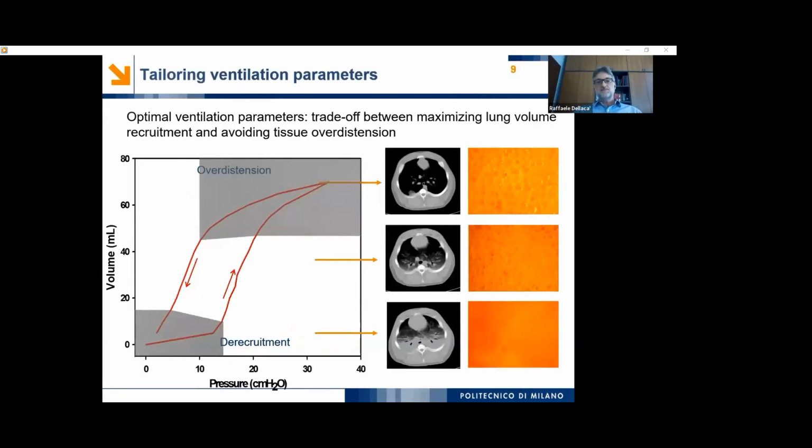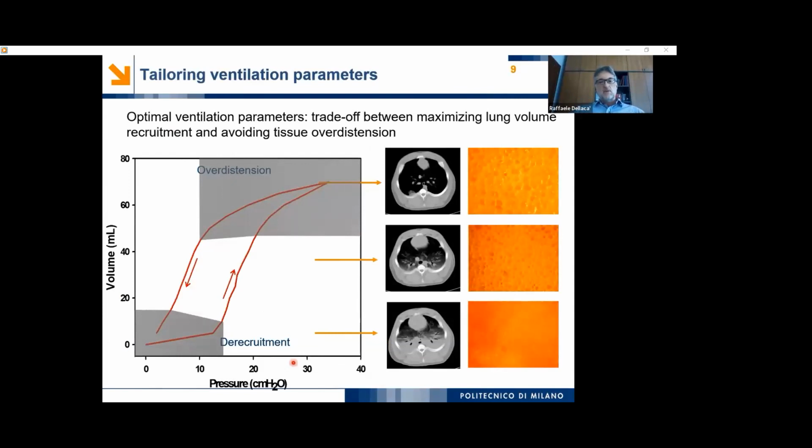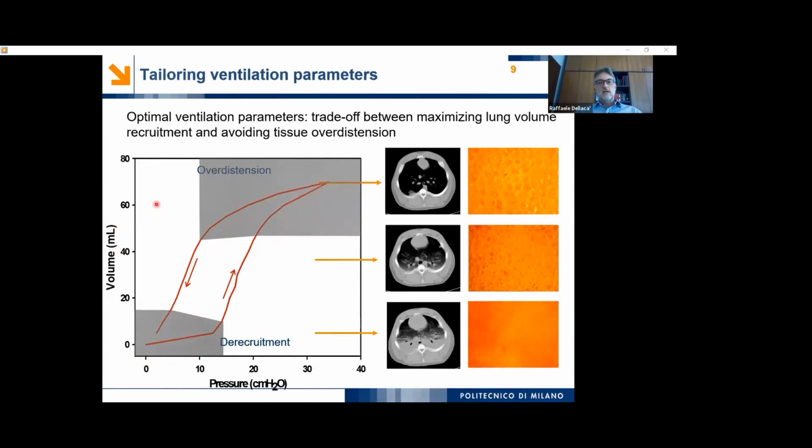individual patient. Now, let's get back to the pressure volume curve that we have seen before. How can we identify the best settings, ventilation settings, in terms of protective ventilation strategy? So this is the pressure volume curve that we have seen before: inflation limb, deflation limb, pressure on the x-axis, volume on the y.